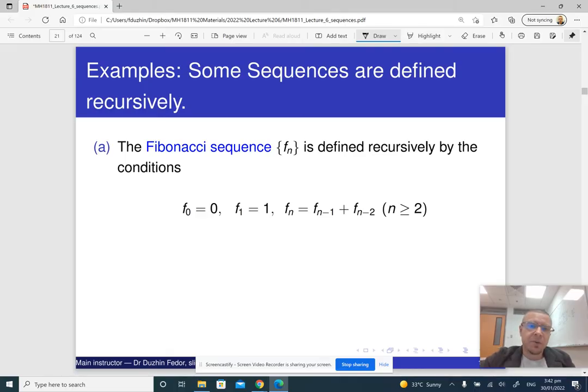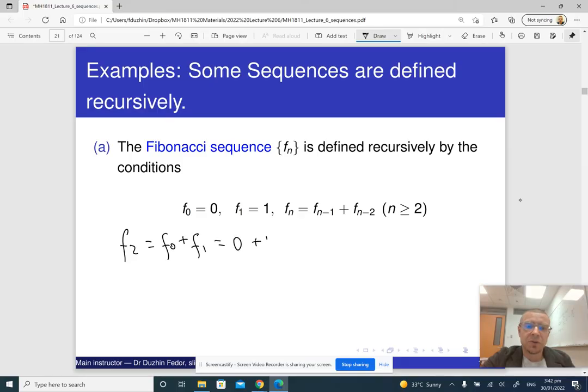Right. So the Fibonacci sequence is a very famous sequence, right? And it is defined recursively, right? So by this condition. So what does it mean? It means the following. We're given f0 and f1, but then f2 is going to be f0 plus f1.